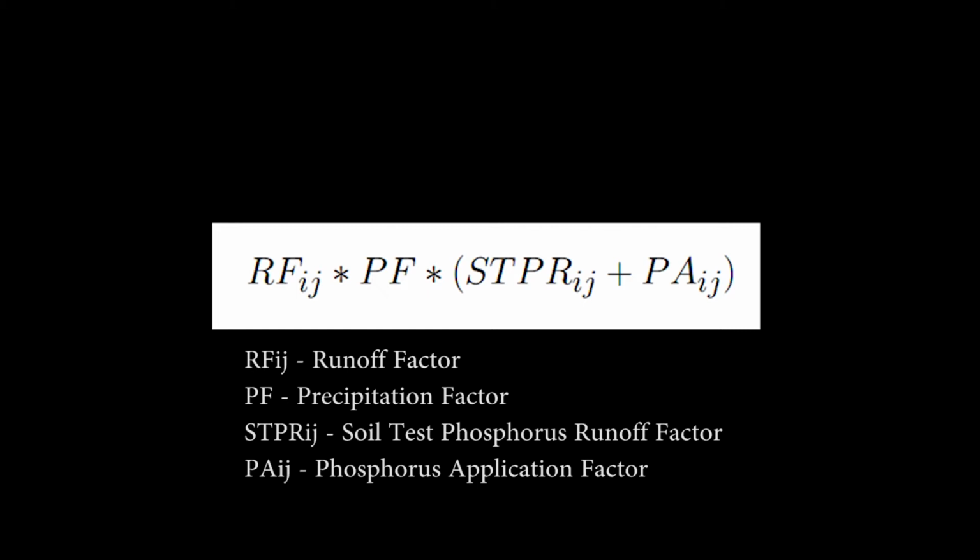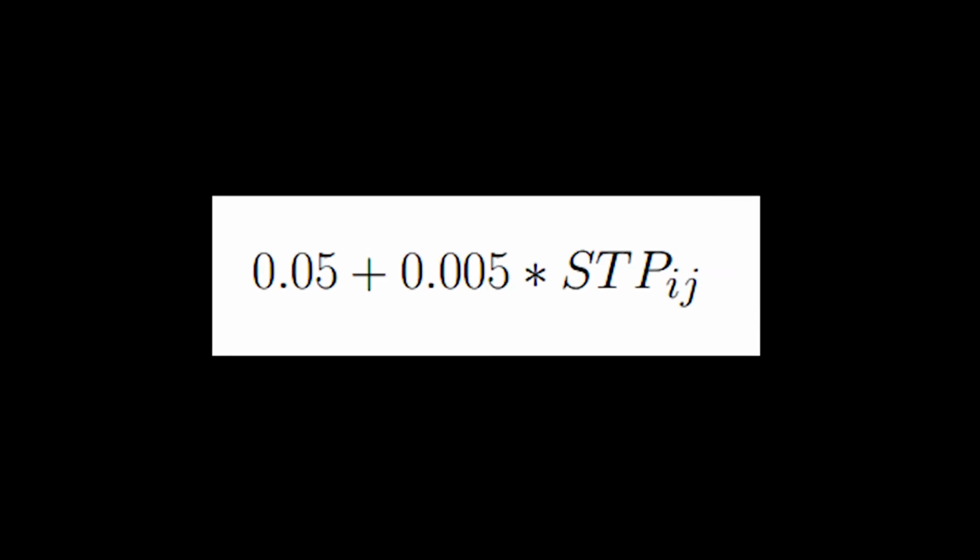RF_ij is a function of runoff curve number, representing the fraction of precipitation that runs off the field. PF is the annual precipitation in million megagrams per hectare. STPR_ij is found by 0.05 + 0.005 × STP_ij.